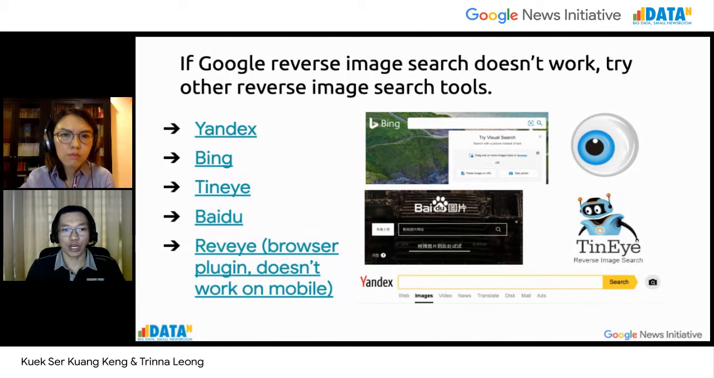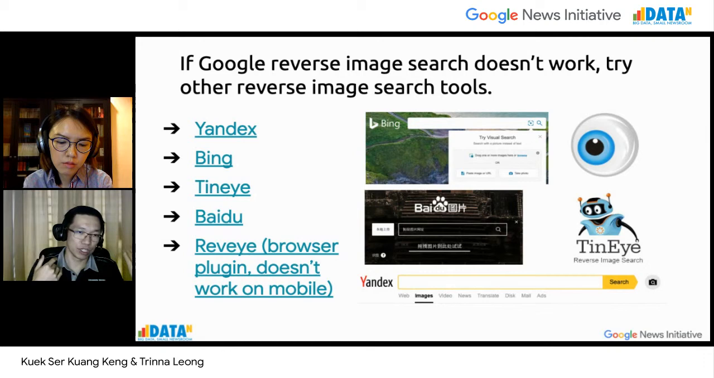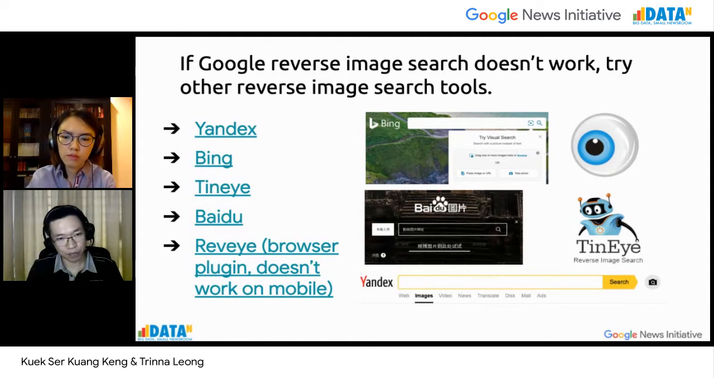Sometimes, if you cannot find the image on Google Images, it doesn't mean that the image doesn't exist on the internet. It just means that it is not being indexed, or it is not being found by Google. You can try other reverse image tools. I've listed out here Yandex. Yandex is very good if you are dealing with photos from East Europe, Russia, or Europe. You have Bing, you have TinEye, you have Baidu. Baidu, of course, is for you to search the internet in China.